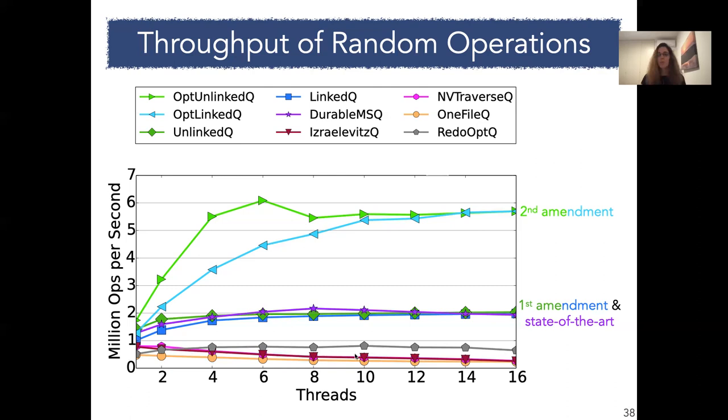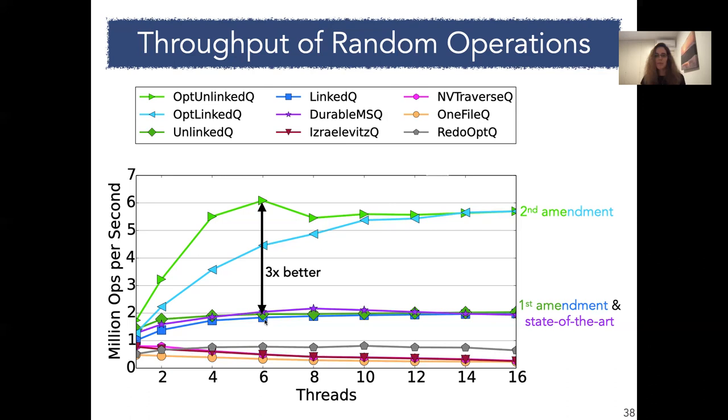The baseline algorithm in the purple line performs more than a single fence per operation, and yet the first amendment queues perform similarly, although they perform the minimum number of fences possible. We attribute that to their many accesses to flushed content. The second amendment queues, which access no flushed data, enable to benefit from minimizing the fences, and indeed they yield the best performance. For example, for 6 threads, one of the second amendment variations performs 3 times faster than the first amendment queues and the state-of-the-art queue.